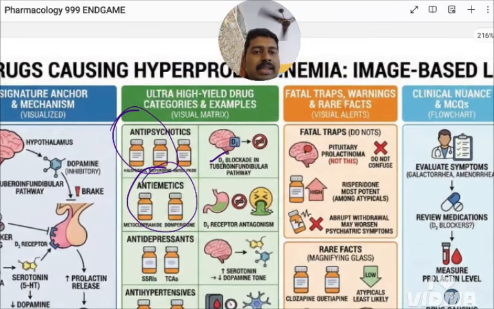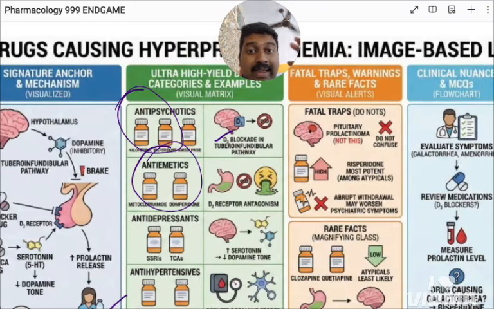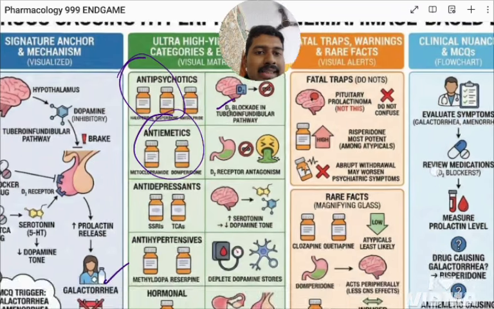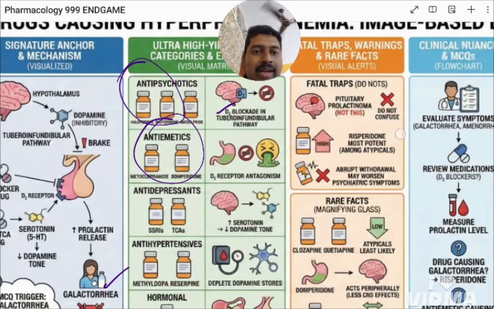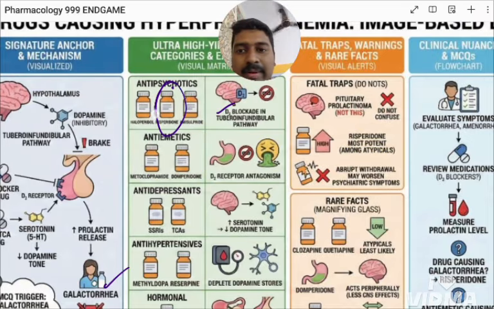Now, drugs causing hyperprolactinemia should not be confused with pituitary prolactinoma. There the problem is with the pituitary tumor, not with dopamine inhibition. There prolactin is actually secreted more by the pituitary cells. So don't confuse this with drug-induced hyperprolactinemia. Next, among antipsychotics, risperidone is the most potent. So in the question, if risperidone is there, that is your answer.